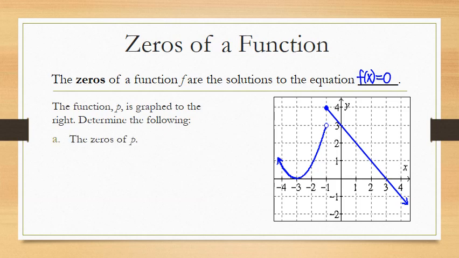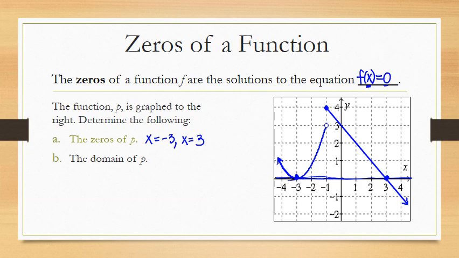The zeros of p. Again, I'm figuring out what x values have a y value of 0. Well, y is going to equal 0 on the x-axis. So that means that the zeros are actually the x-intercepts. This value here, when x equals -3, has a y value of 0. And this value here, when x is 3, has a y value of 0. So the zeros of p are -3 and 3.